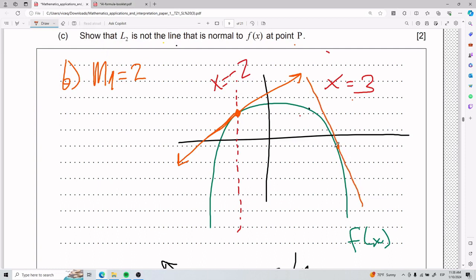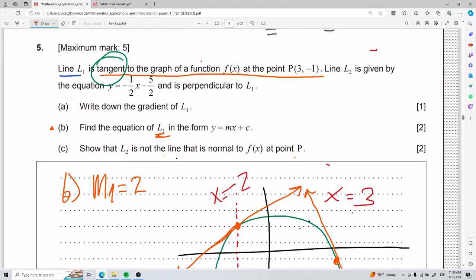Boom! Barely touches right there. See? That would be another tangent. Okay? So that is the idea of a tangent. Touches once, never again. So, why is it useful that L1 is tangent to the graph of a function f of x at the point of 3 comma negative 1?